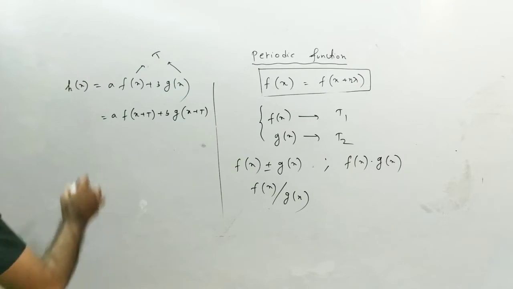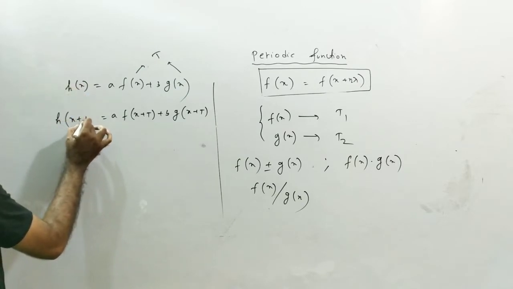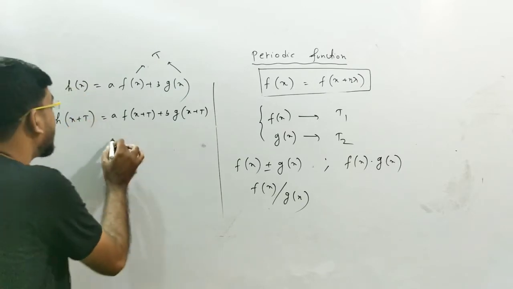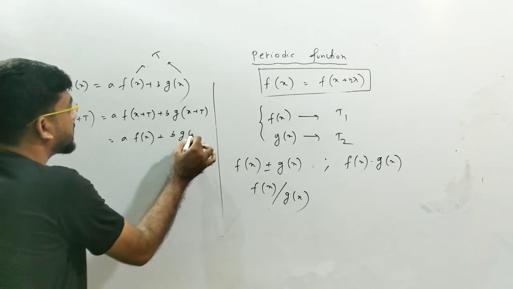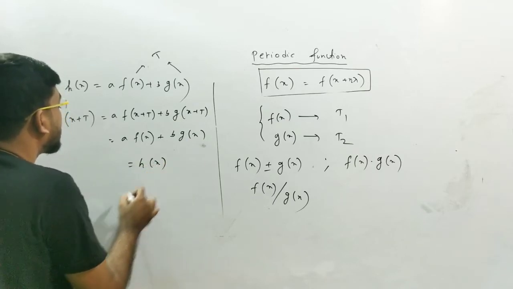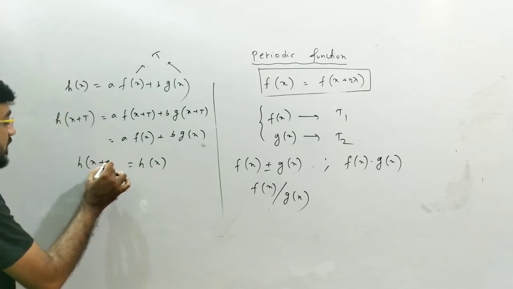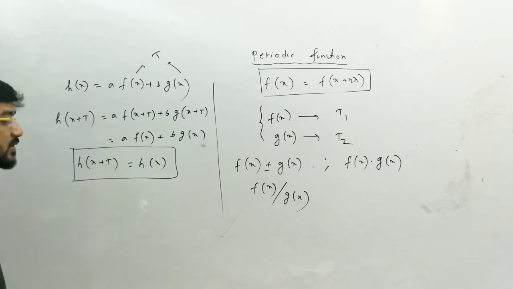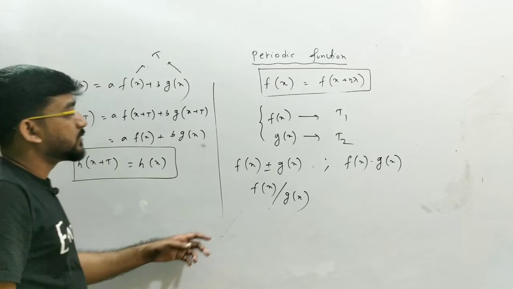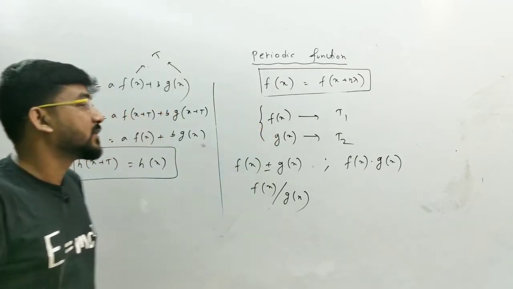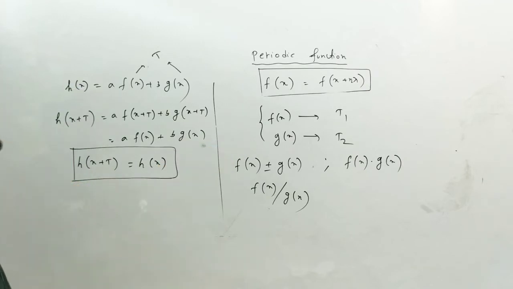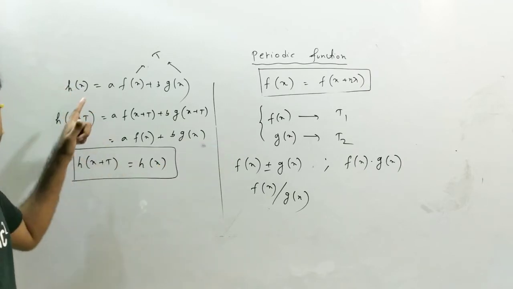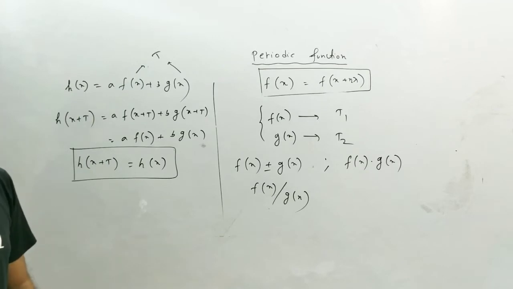Now, if you write it as h(x + T), then f(x + T) is again f(x), and g(x + T) is again g(x). So this is nothing but h(x). So you can prove very easily that h(x + T) is equal to h(x). This is how you can find out that if two functions have the same period, then if you take the linear combination of these two and construct a new function, that new function will be a periodic function with the same period.